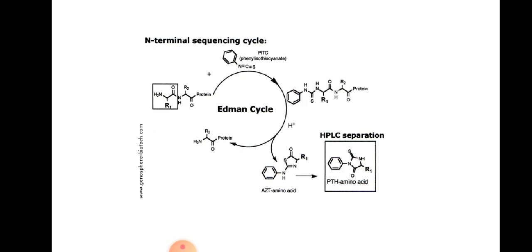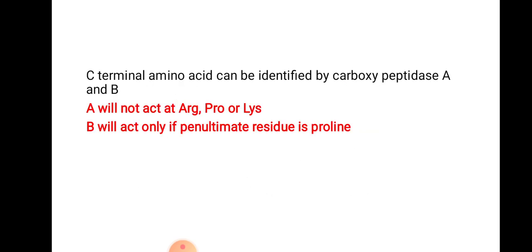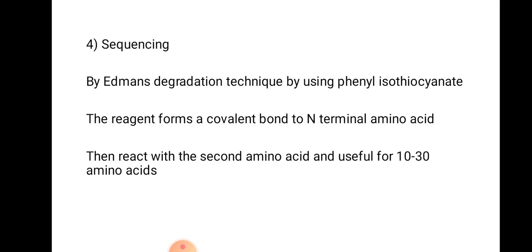This PTH amino acid, the N-terminal amino acid, is isolated and identified by chromatography procedure, and the remainder of the peptide is subjected to second Edman degradation using the same reagent. We can use the same peptide. That is the advantage of Edman's degradation over the other two. Then C-terminal amino acid can be identified by carboxypeptidase A and carboxypeptidase B. So the final sequencing is by Edman's degradation using phenyl isothiocyanate.